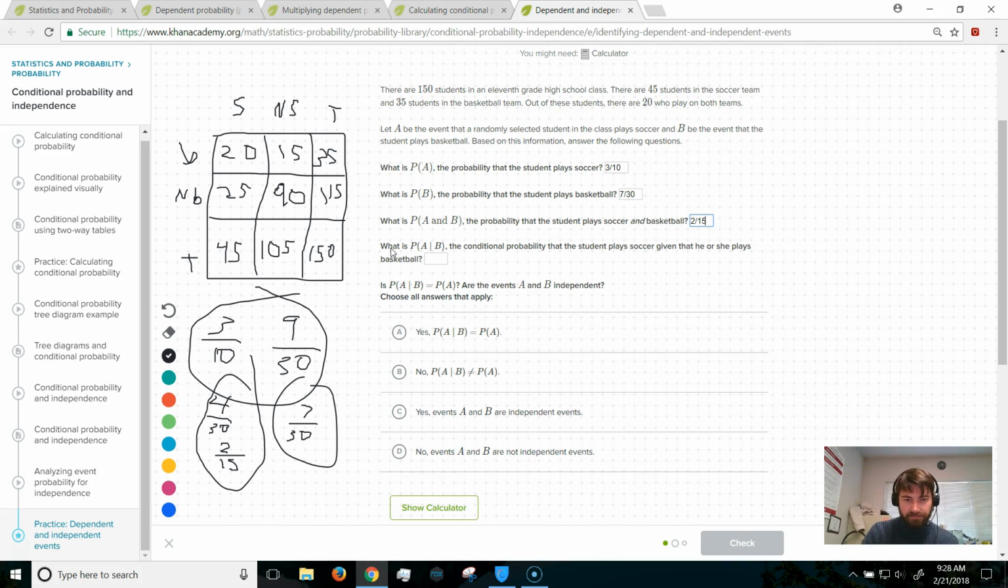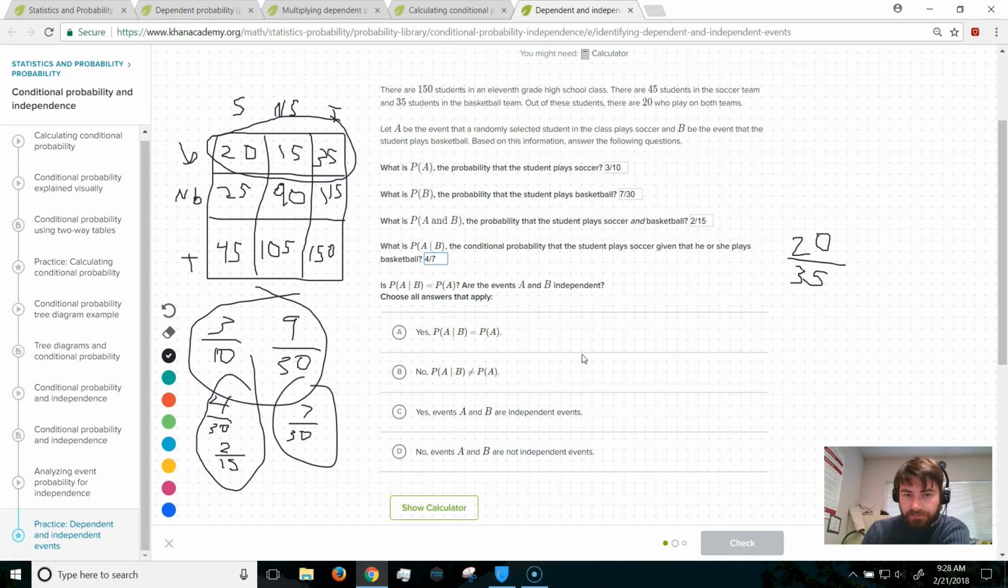Okay. And then what is the probability of A given B? So the conditional probability that a student plays soccer given that he or she plays basketball. So we're only looking at the basketball column. If it's given that he or she plays basketball, we're only looking at the basketball column. And then it's the probability of soccer out of the basketball column. So that's going to be 20 out of 35. So these both divide by 5. You get 4/7. Okay.